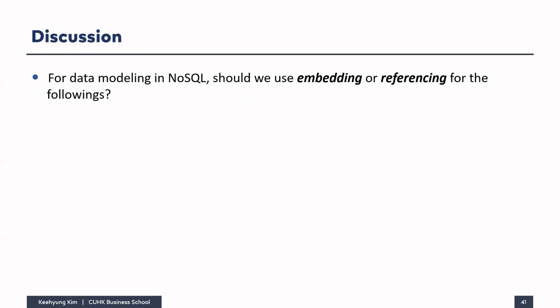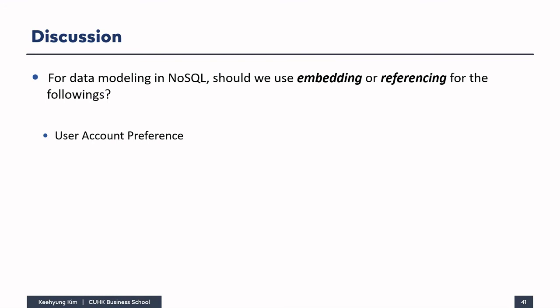So let's think about this. For data modeling in NoSQL, what should we use between embedding and referencing for the following scenarios? Let's say that on an online social network, something like a user account preference. Is it better to embed it inside the user document, or is it better to separate it from the main user document? What do you think? Should we use embedding or referencing for this information?